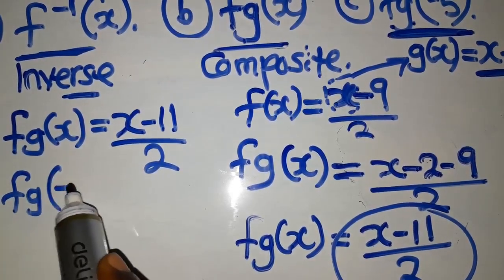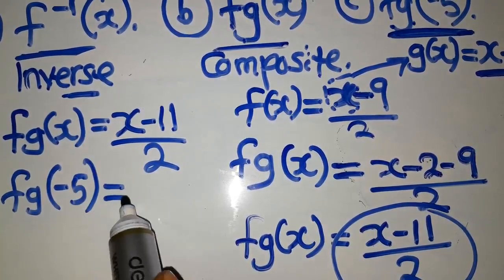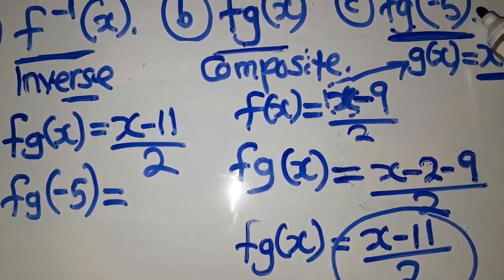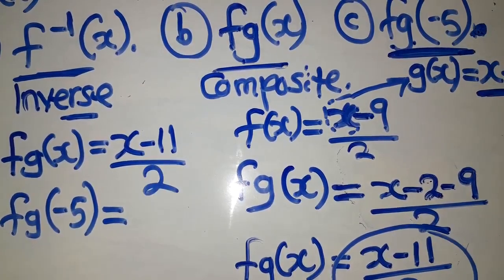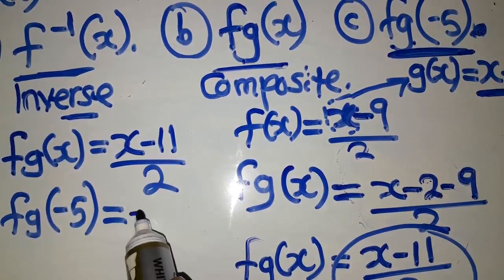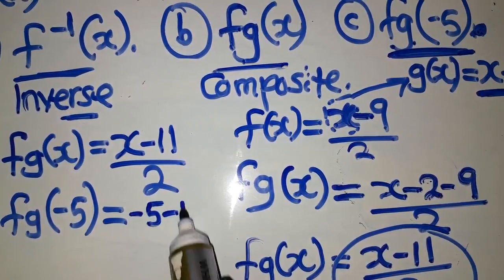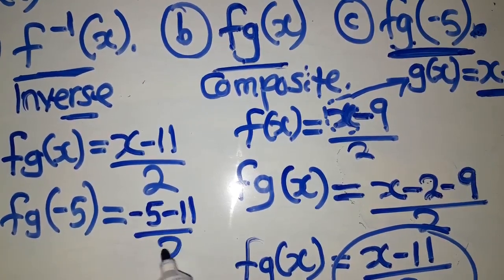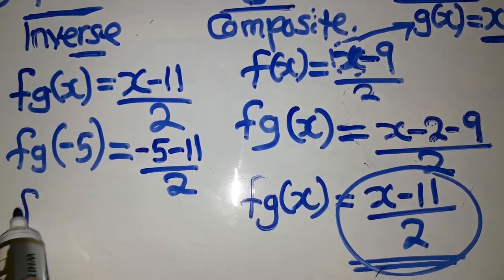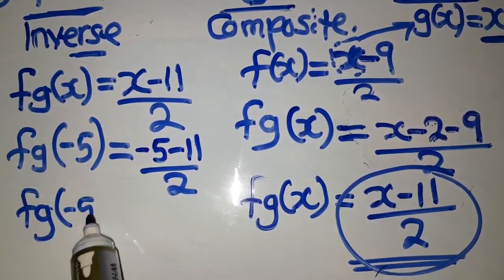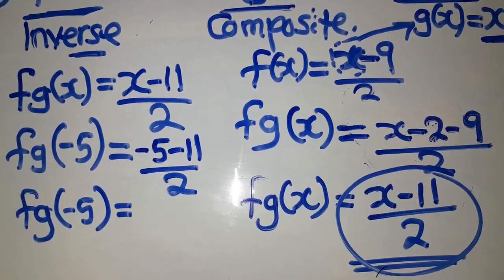Fg of, where there is x now we put negative 5 is equal to, according to the question, there is negative 5 there. So where there is x we put negative 5. You say negative 5 minus 11 over 2. What answer are you getting? You say fg of negative 5 is equal to what?